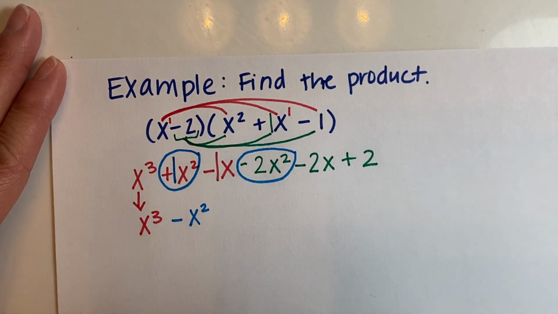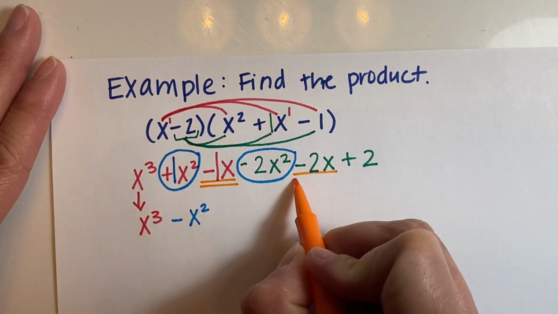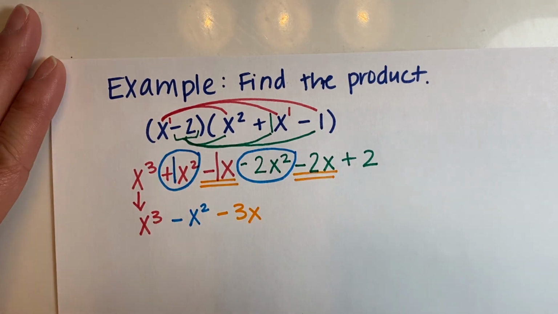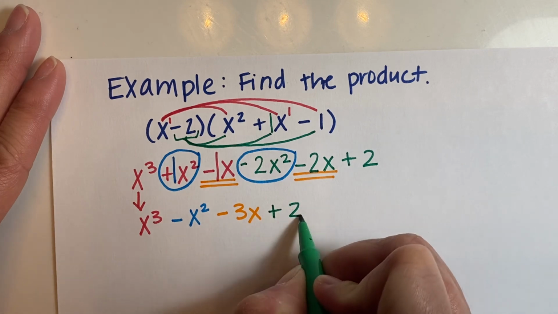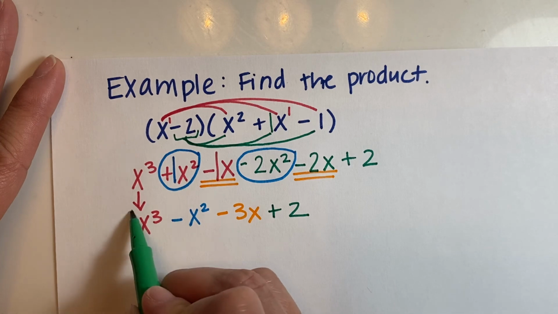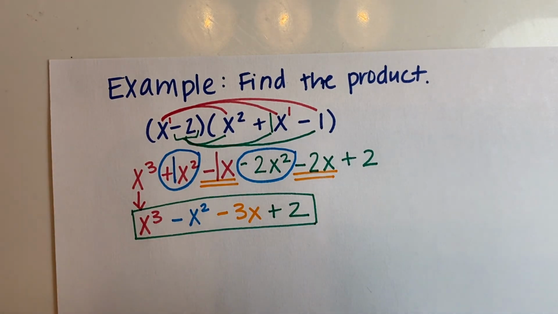Next, I'm going to look at the x's. I have a minus 1x and I have a minus 2x. I can combine them and get negative 3x. And then last, I have a plus 2, which there's nothing to combine with it, so I bring it straight down. Now, when I look at these terms, they have different exponents. I cannot combine them, so this is my final answer. Now you're going to practice in your slides.